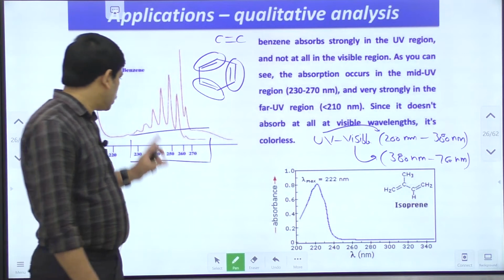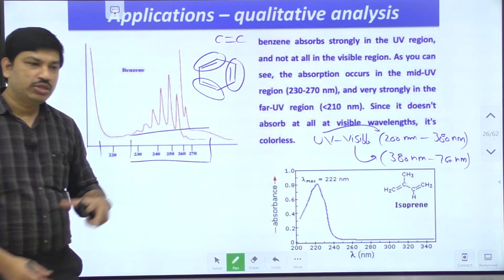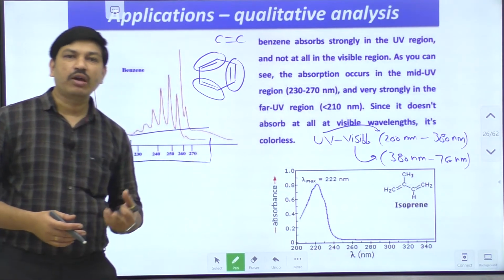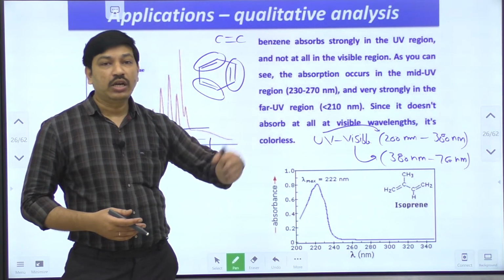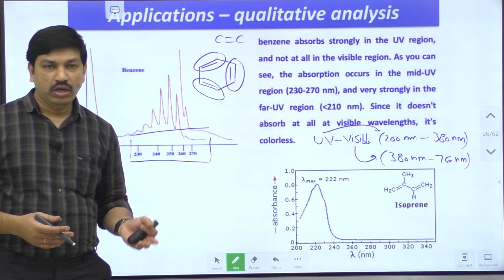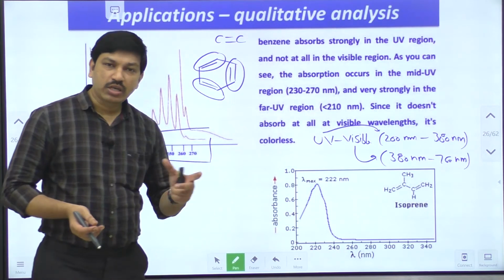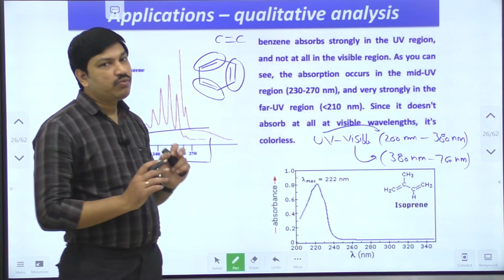If you see the benzene molecule, we generally know that benzene is a colorless compound, even though it has 3 alternate double bonds. It has 3 conjugated double bonds, but still it is a colorless compound. So what is the reason for that?